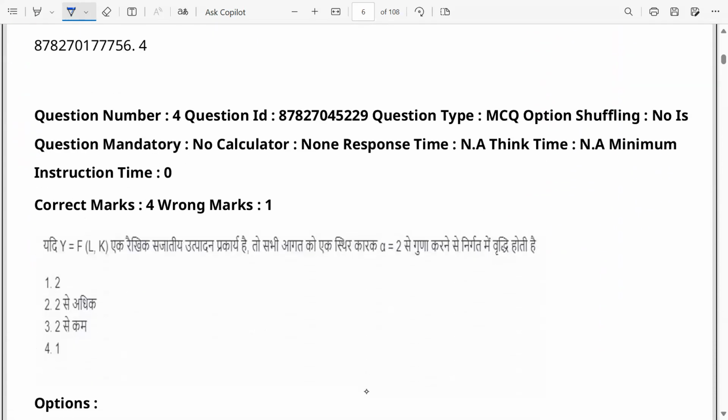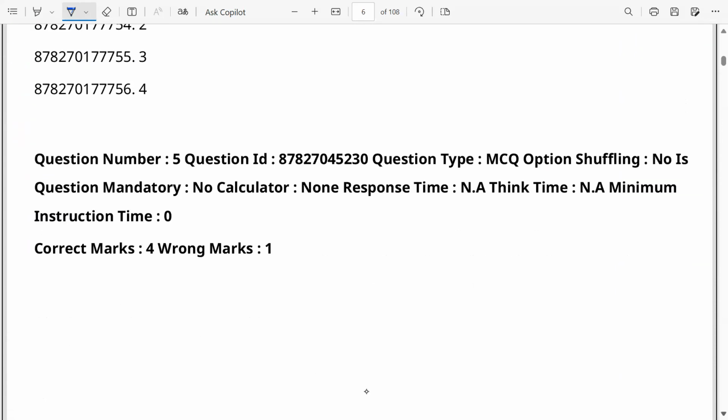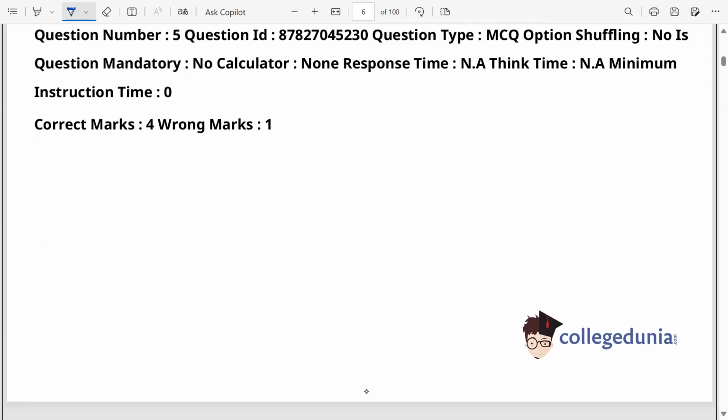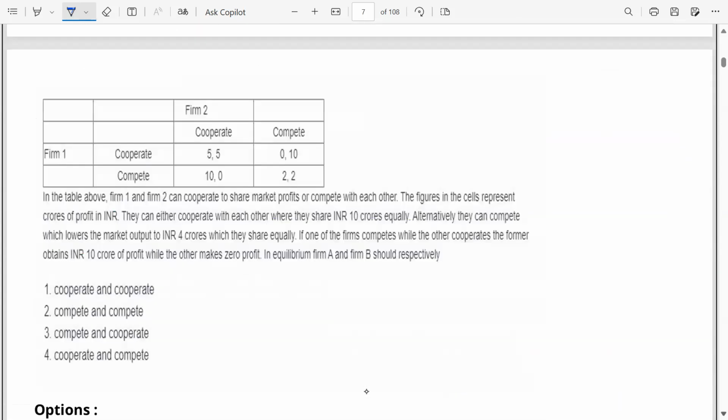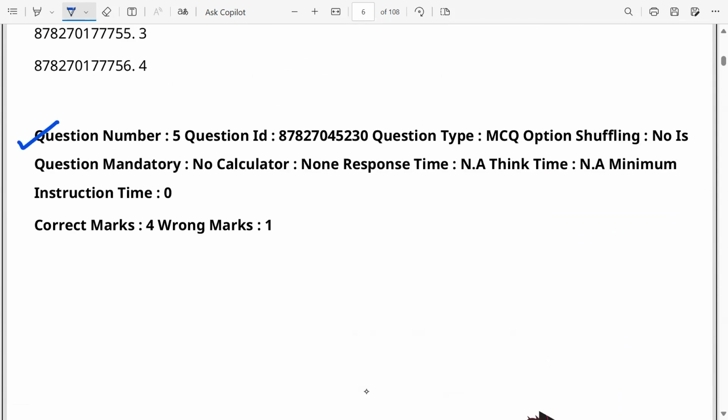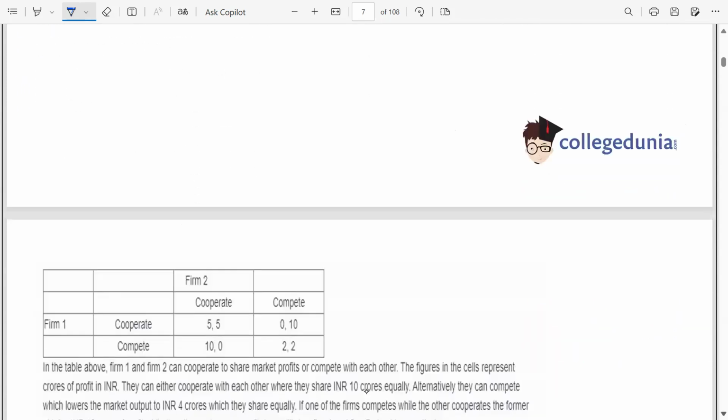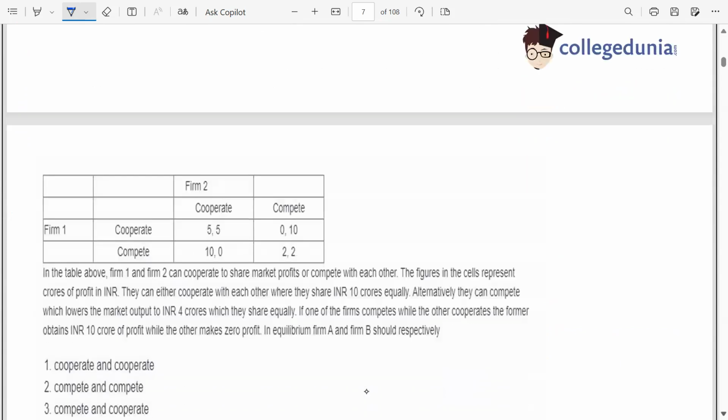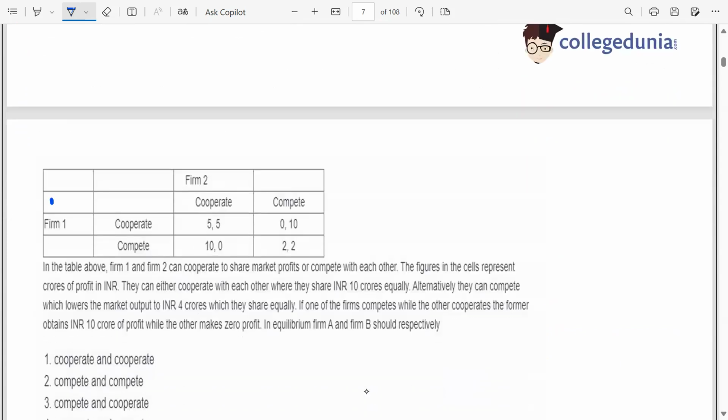Coming to the next question, question number 5. So let's look at question number 5. Okay, so if I scroll down, we are given a game matrix. We are given that there are two firms, firm 1 and firm 2. Firm 1 has two strategies: cooperate, compete. Firm 2 also has two strategies: cooperate, compete.